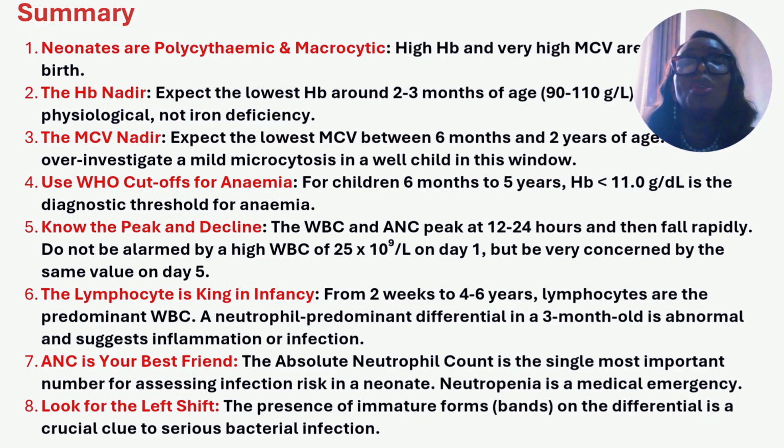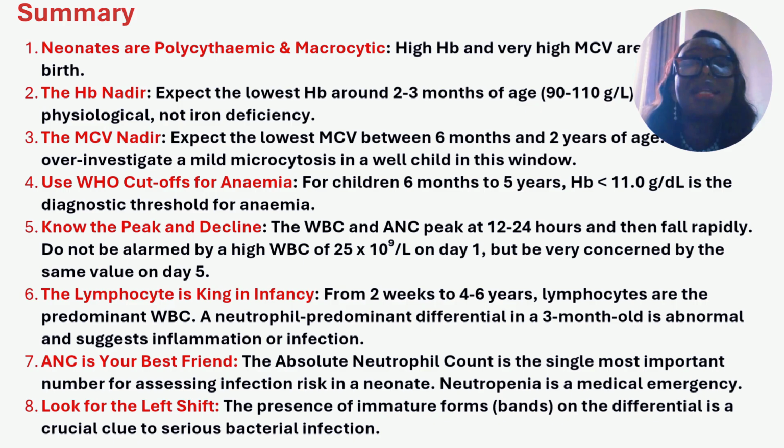From 2 weeks to 4 to 6 years of age, lymphocytes are the predominant WBC. A neutrophil-predominant differential in a 3-month-old is abnormal and suggests inflammation or infection. Absolute neutrophil count is your best friend when it comes to infection risk in neonates. The absolute neutrophil count is the single most important number for assessing infection risk in a neonate.